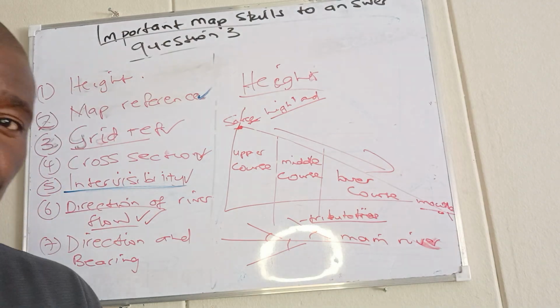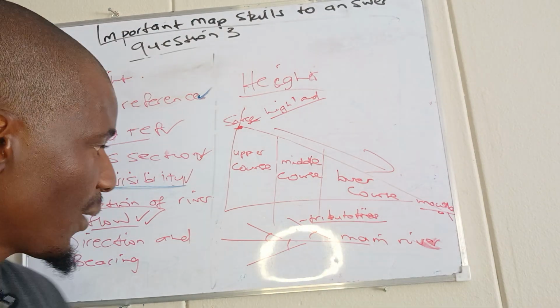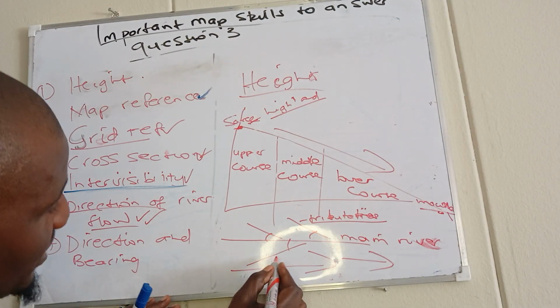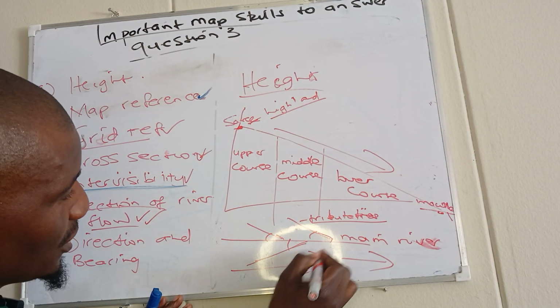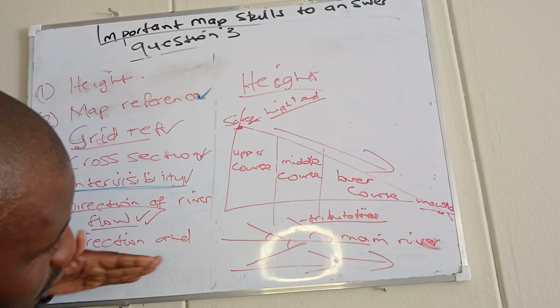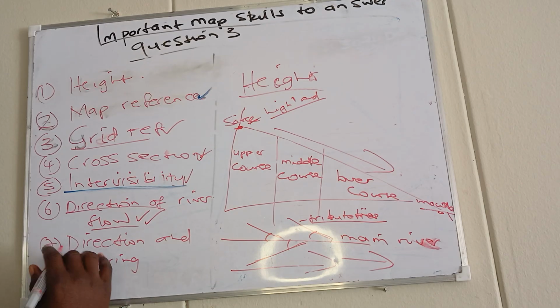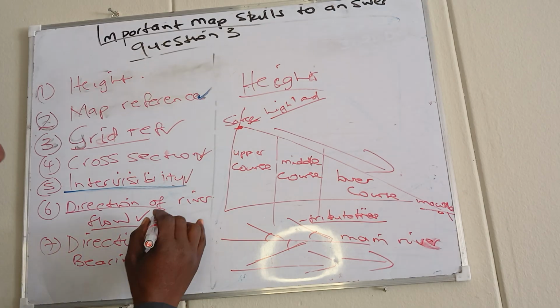It can also help you to know the direction in which the river is flowing. In this instance, the river is flowing towards the east because of the angle at which these tributaries or small streams are joining the main stream. So that's another way you can determine the direction of river flow.